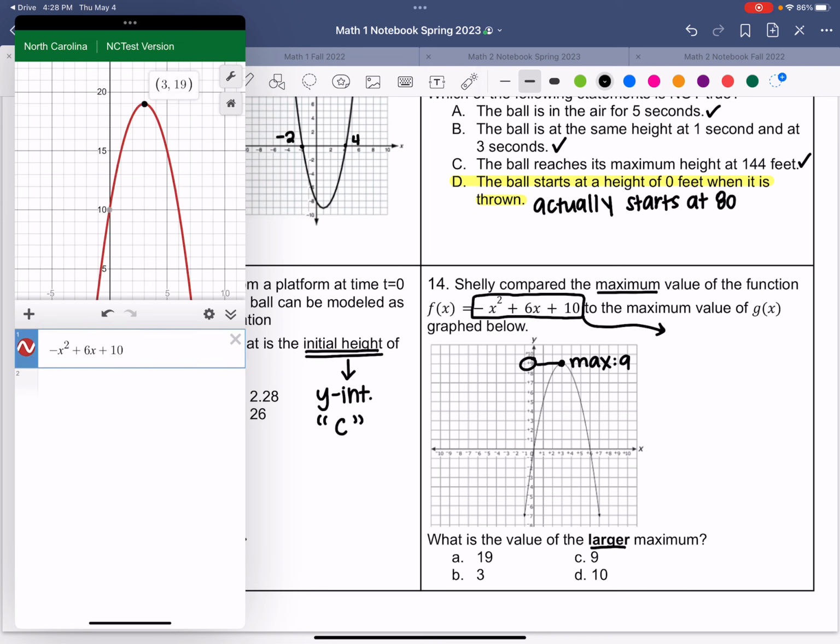All right, so this graph looks like an upside down U. The max is at 19, because this is the point 3, 19. And that y value is the maximum, so the larger one is 19.